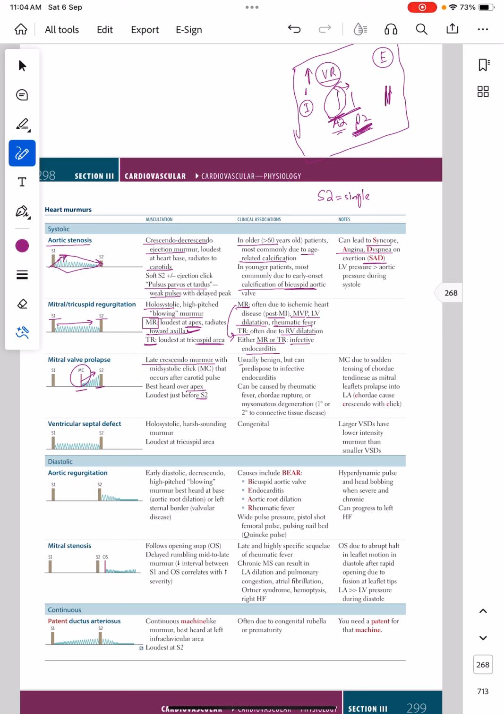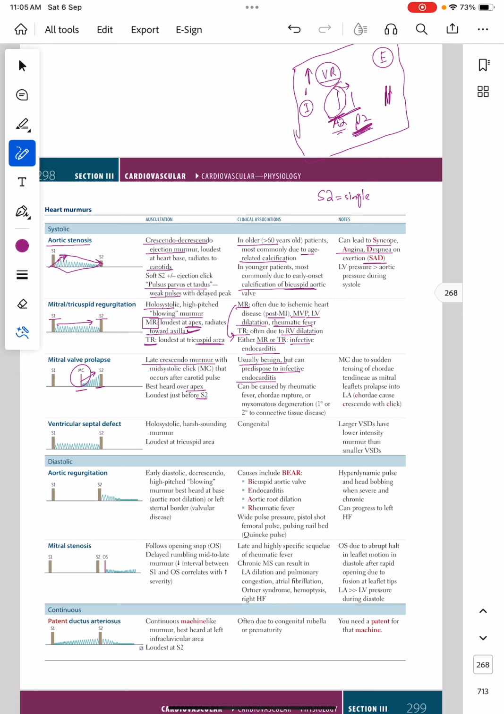Usually it is benign, but it can predispose to infective endocarditis. It is caused by some connective tissue disorders like SLE. Similarly, Ehlers-Danlos syndrome, Marfan syndrome, all these connective tissue diseases cause myxomatous degeneration and cause mitral valve prolapse. So mitral valve prolapse is caused by these conditions.